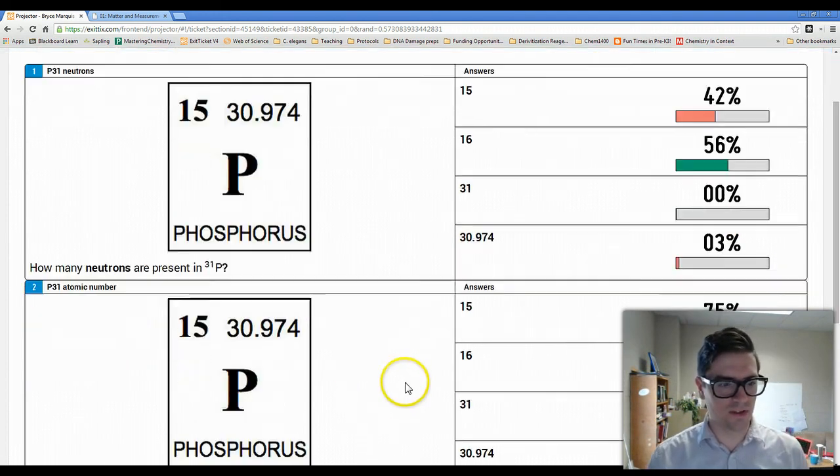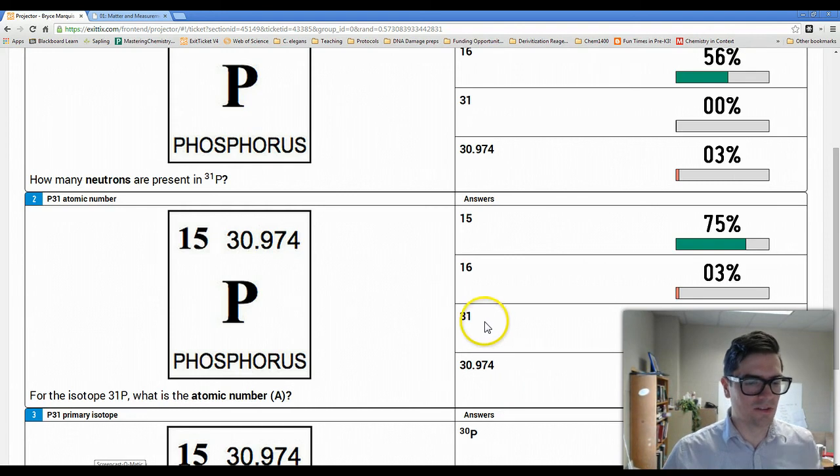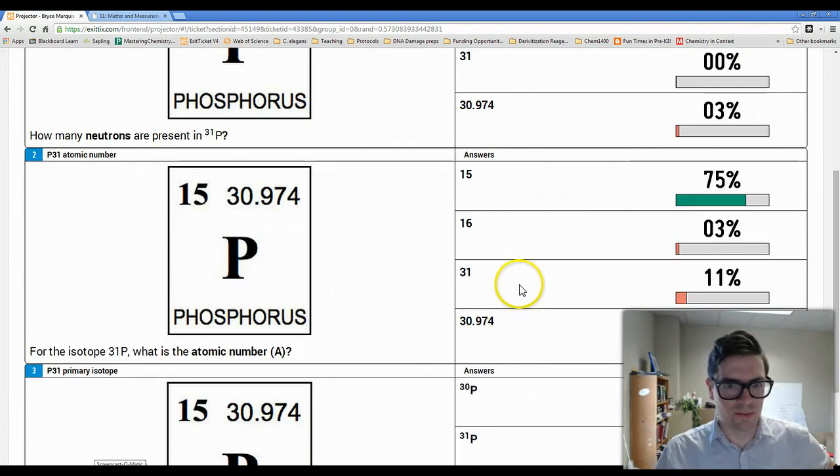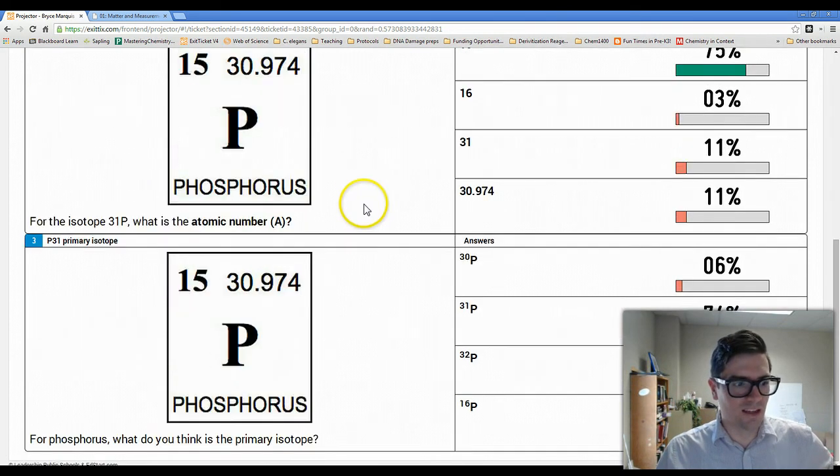The other question people did a little more consistently better on was the atomic number of the isotope P31, and you just read that right off of the table here. You can also look at the periodic table. It's 15.